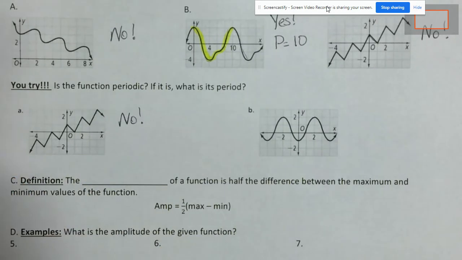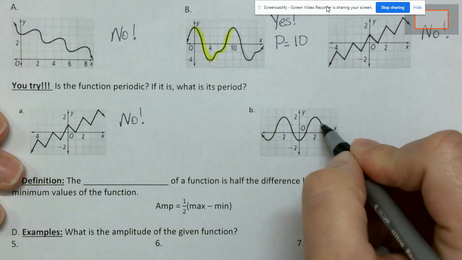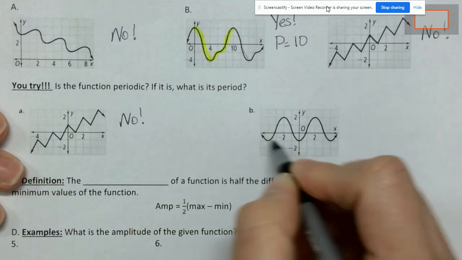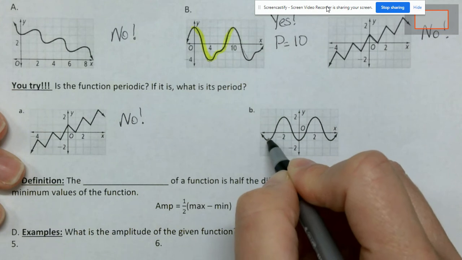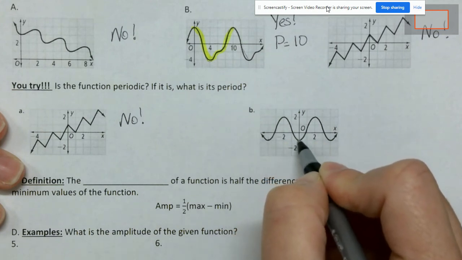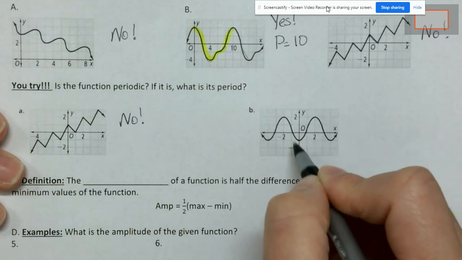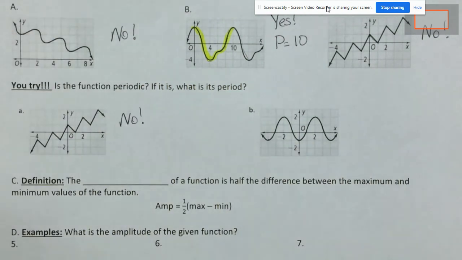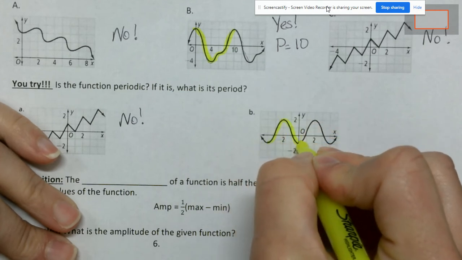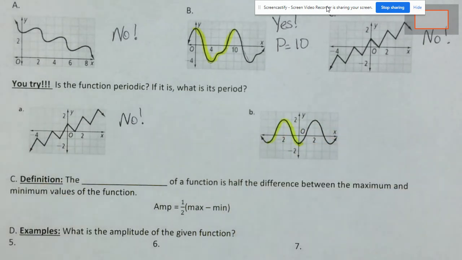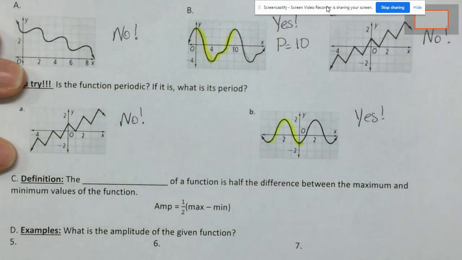For B, if we start at the origin, here, it goes up and it comes back down, and then it's starting back up. So I'm going to come over here and see if it's the same. So we start here, go up, come back down, go up, come back down. It does repeat at regular intervals on the y. So one cycle of this is from here to there. Okay, that's one cycle. So we would say yes, this one is a periodic function.